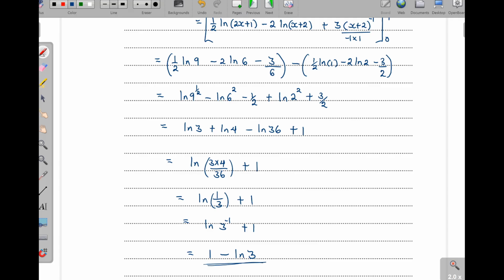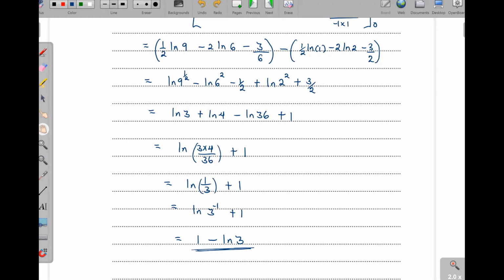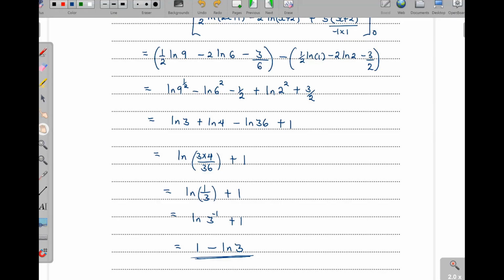And that is that, because this one is in the same format as what we are told here. Our A is the 1. Then our B is a minus 1. And then the C is the 3. As simple as that.